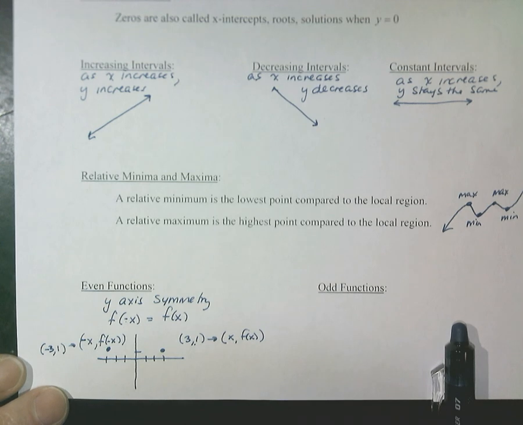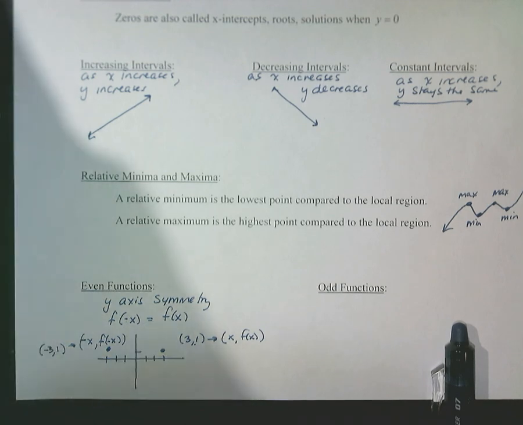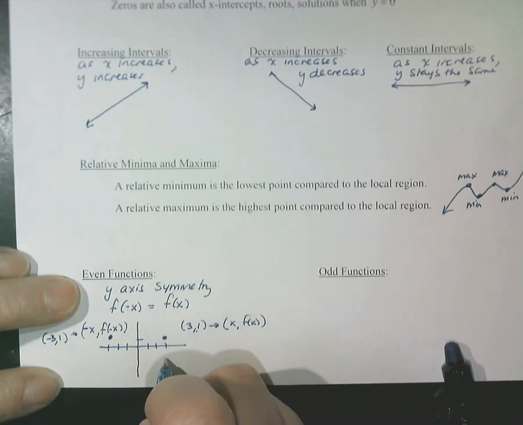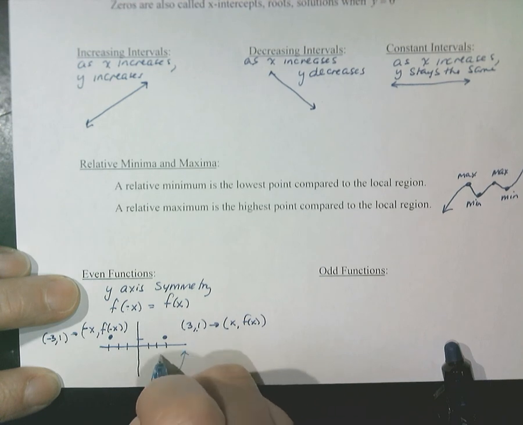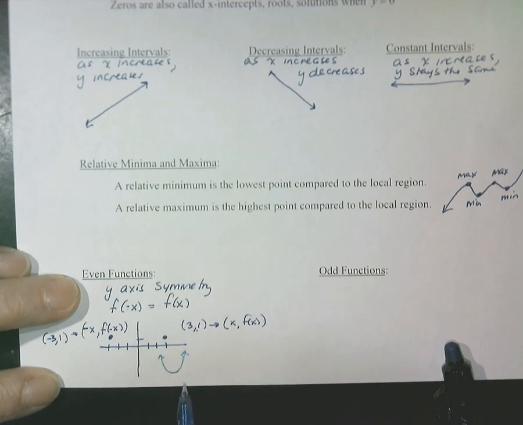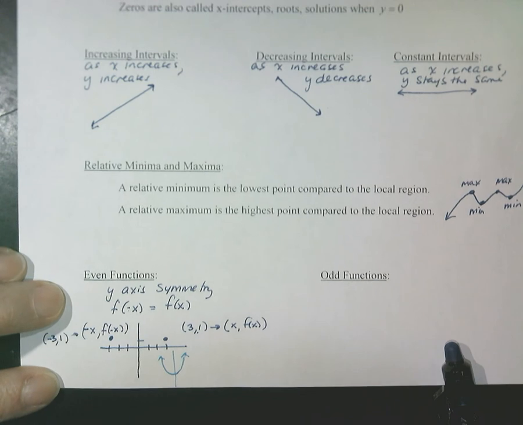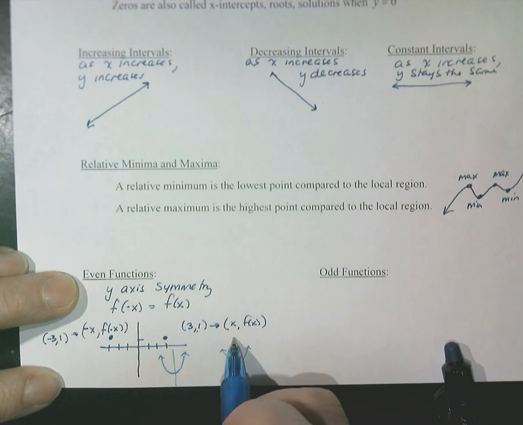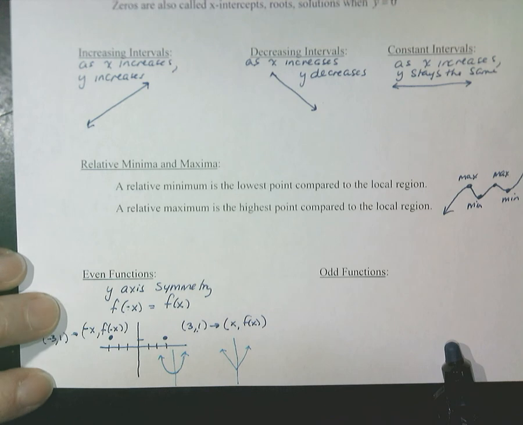And there's lots of functions that you guys have studied that are even functions that have y-axis symmetry. Off the top of my head, I can tell you that if you have a quadratic, if it is symmetrical around the y-axis, that's an even function. Same thing with the absolute value function. If its vertex is on the y-axis, then it's an even function. And the important characteristic about those is whatever you see on one side of the y-axis is exactly the same as the other side of the y-axis.